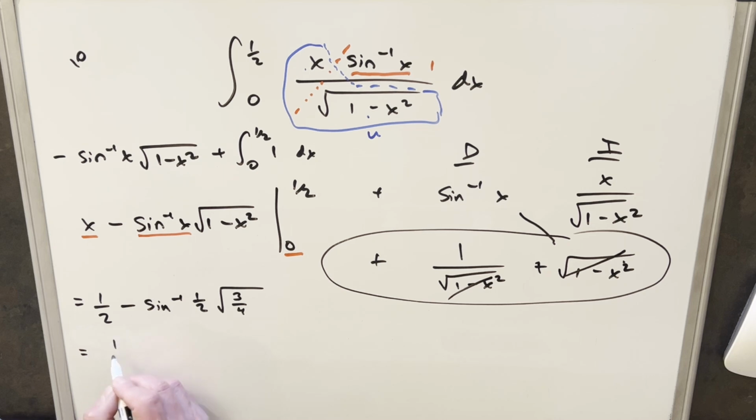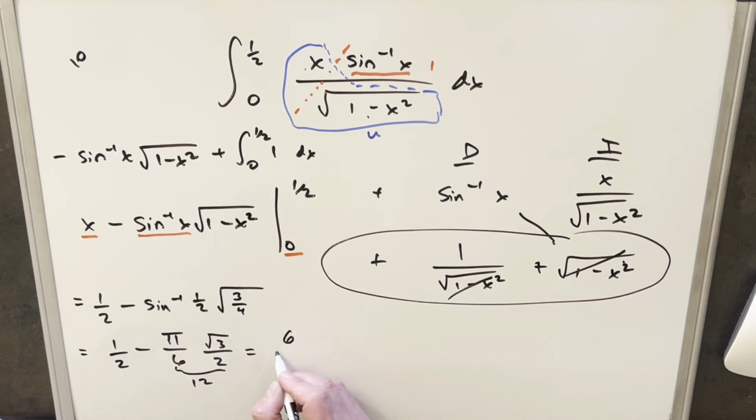So then we just need to simplify. So we have 1/2 here. Arc sine of 1/2, that's going to be just pi over 6. I can simplify a little bit here. I can take the square root of the 4 and we'll have square root of 3 over 2. So this here is going to be 12. Let's just get a common denominator. So 1/2 I can write as 6 over 12. We'll write everything over 12: 6 minus pi square root of 3.